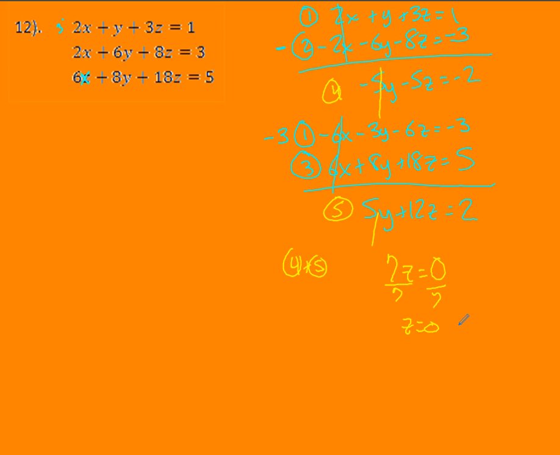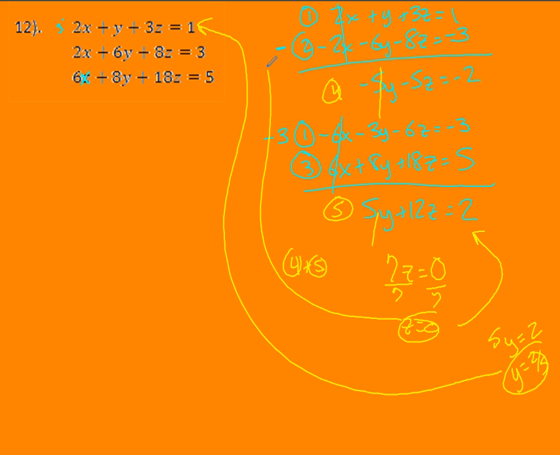Now start plugging back in. When I plug z equaling 0 back into this equation here, that means 5y is equal to 2. Divide by 5, y equals 2/5. And now I take these and plug them back into one of the originals: 2x plus 2/5 plus 3 times 0 equals 1. Well, that just goes away. Subtract 2/5 on both sides, you'll get 3/5 is equal to 2x. Divide both sides by 2, x will equal 3/10.